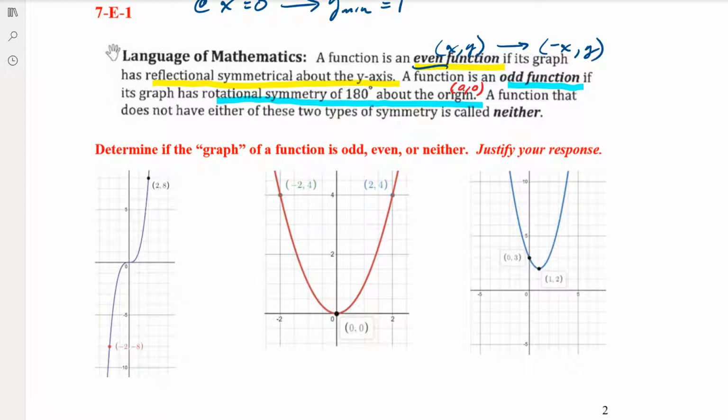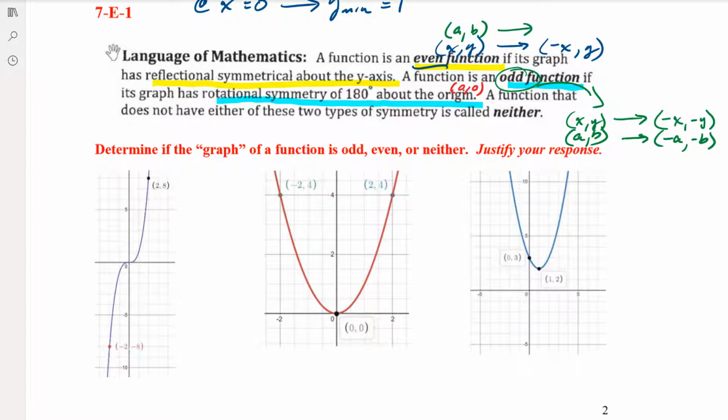Now if it's odd, that's different. Any point x comma y, I think I put a comma b, but you can use x comma y or a comma b, it doesn't really matter. If it's odd and you rotate it 180 degrees about the origin, it becomes negative x comma negative y. In my lessons I went a comma b gets transformed to negative a comma negative b, and for the even function, a comma b gets transformed to negative a comma b. It's the same thing, just different letters.